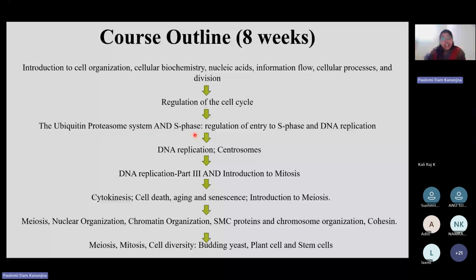following which we'll do DNA replication. We'll cover that in three parts. Two of them will be covered in this week, and the third part will be covered in the next week. Then we move on to mitosis, which is another part of the cell cycle. In the following week, you continue with mitosis, you do cytokinesis, we study apoptosis, cell death, aging, and then move on to meiosis. In the second last week, we do meiosis and look at how nuclear organization and chromatin organization take place, and other such important molecules. And in the last week, we complete the syllabus by looking into all these stages together.